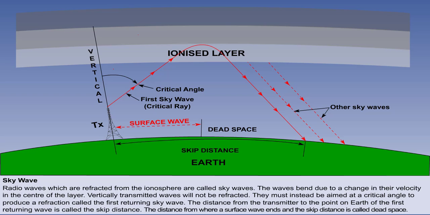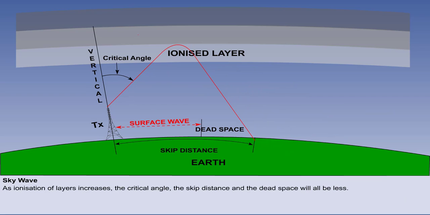We have seen that surface waves will only travel out as far as the point where they become so attenuated that they can no longer be detected. The distance from this point to the skip distance is called dead space because no transmission is being received there. We know that the density of free electrons in the ionosphere varies. At a given frequency, as ionization increases, the critical angle for transmission can be less, and this has the effect of reducing the skip distance. And as the surface wave distance remains the same, the dead space will reduce.